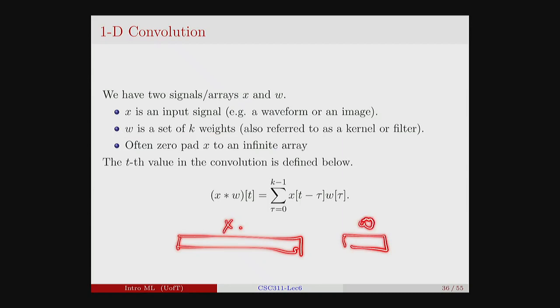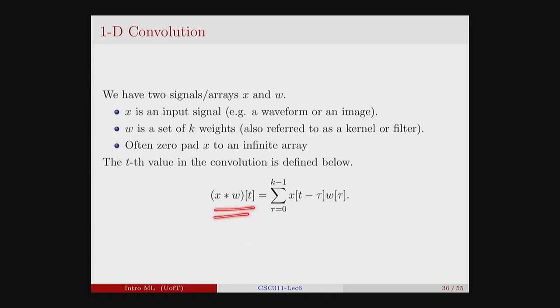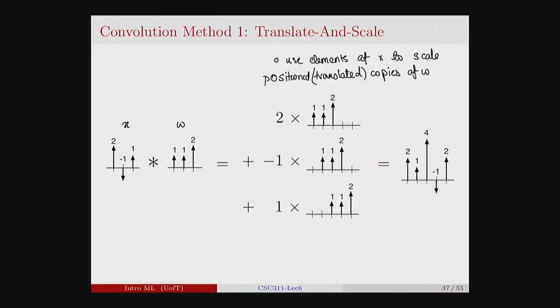And our goal is to compute the convolution operation of X convolved with W. The t-th value in the convolution is mathematically defined as a summation from 0 to k minus 1 of X of t minus tau times W of tau. If you haven't seen this before, this is a complex equation to look at and immediately get an intuition for what it's doing mathematically. So what we're going to do is look at two different ways to compute the result of a one-dimensional convolution.